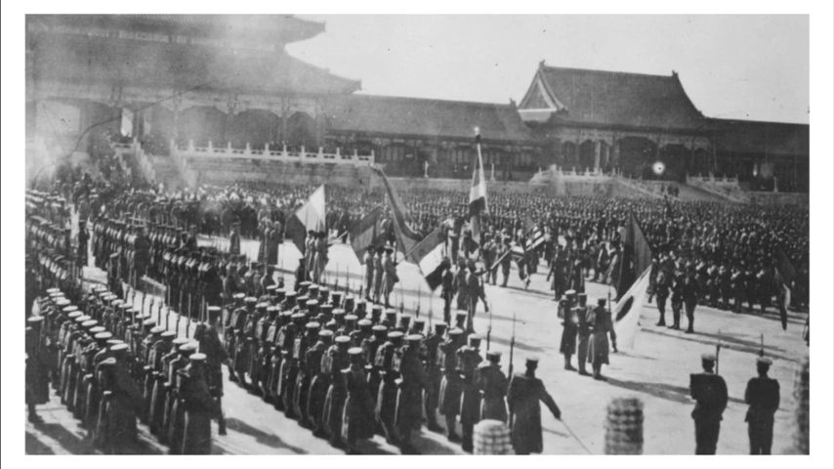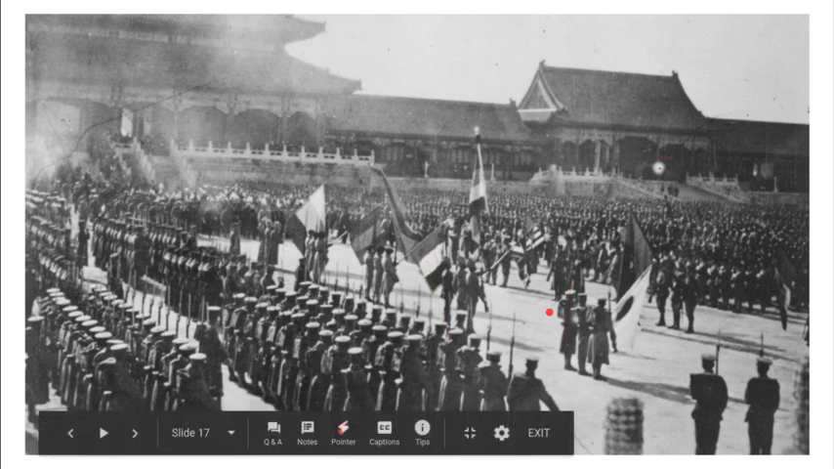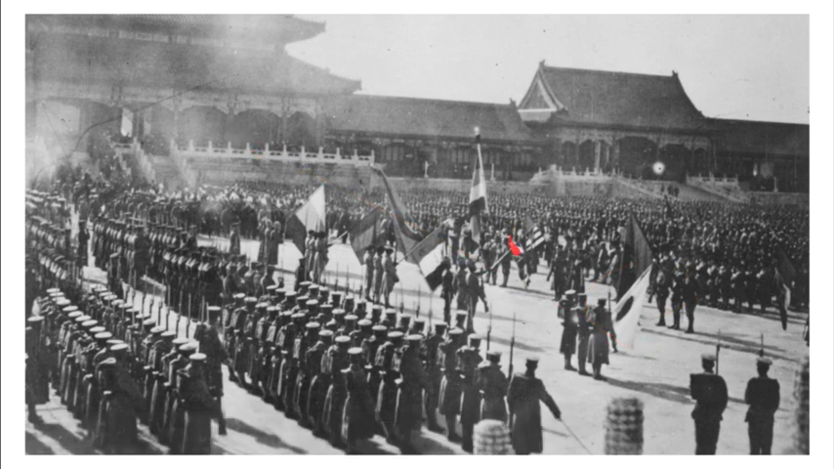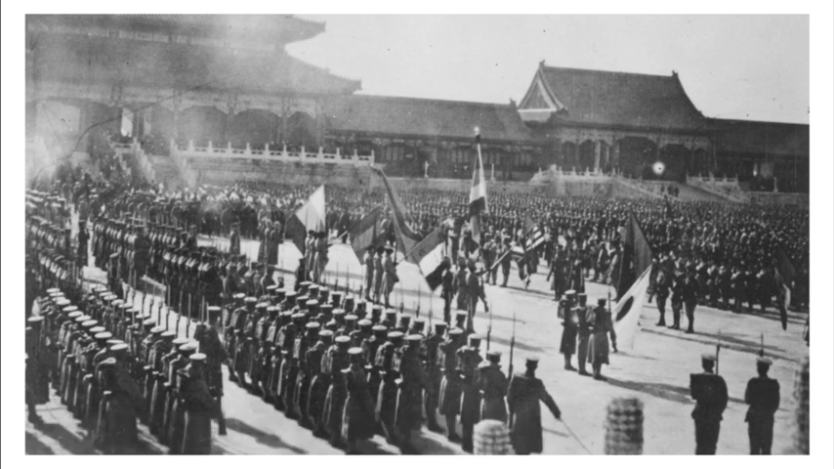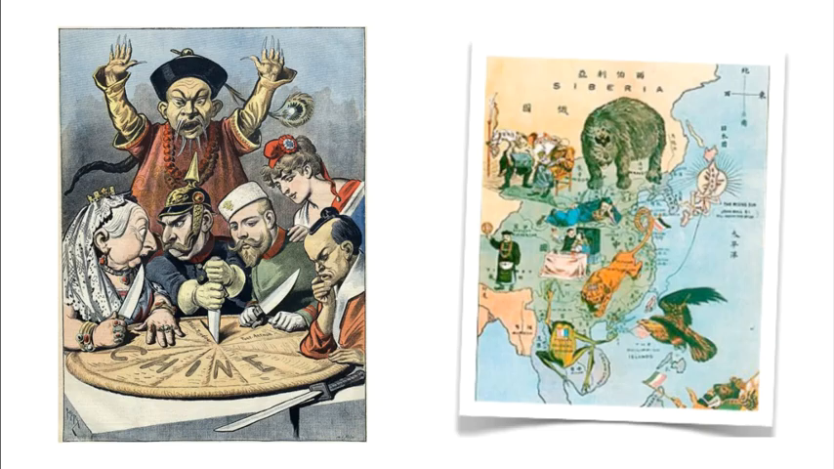Here is a parade of different soldiers outside the Forbidden Palace. And if you look very carefully, you'll see we have German flags here. We have Japanese flags. We have flags of the United States right here. And I'm certain there's probably a Union Jack around here, we just can't see it. So it really is a very cosmopolitan military power that comes into China from all these various countries.